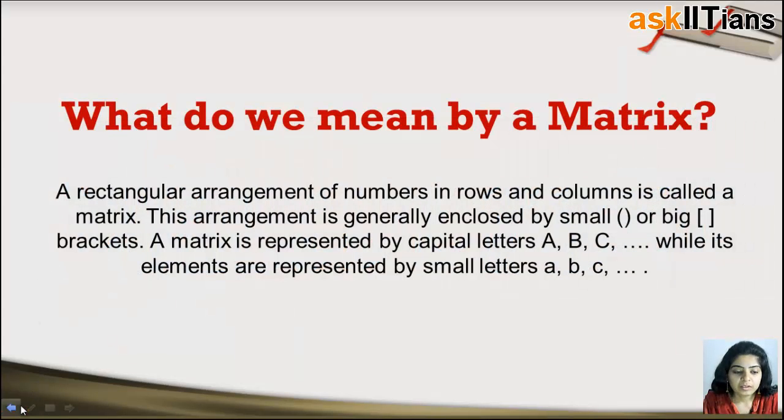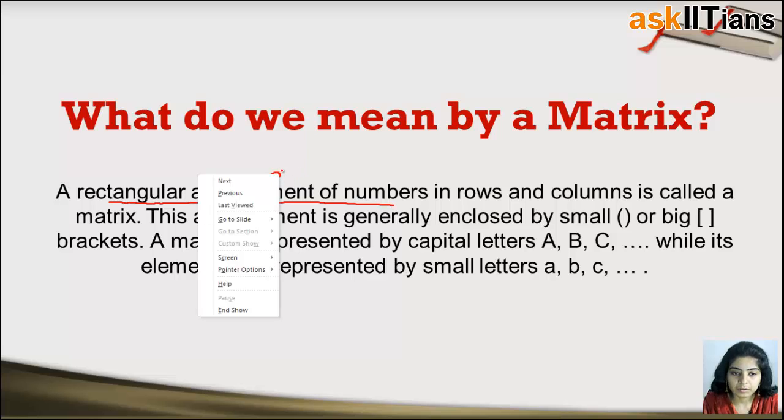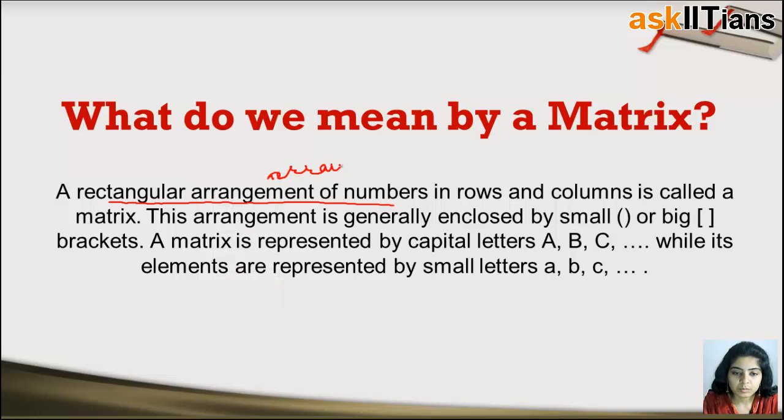You all must be knowing what exactly a matrix means. So what do you mean by a matrix? A rectangular arrangement of numbers, or we can say an array, right? A rectangular arrangement or an array of numbers in rows and columns is called a matrix. This arrangement is generally denoted by either this kind of bracket or this kind of bracket, and the matrix is denoted by capital letters while its elements are denoted by small letters.